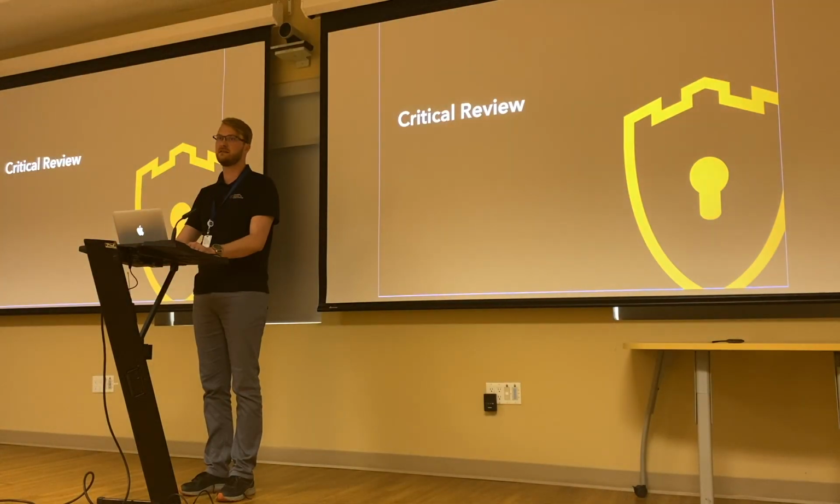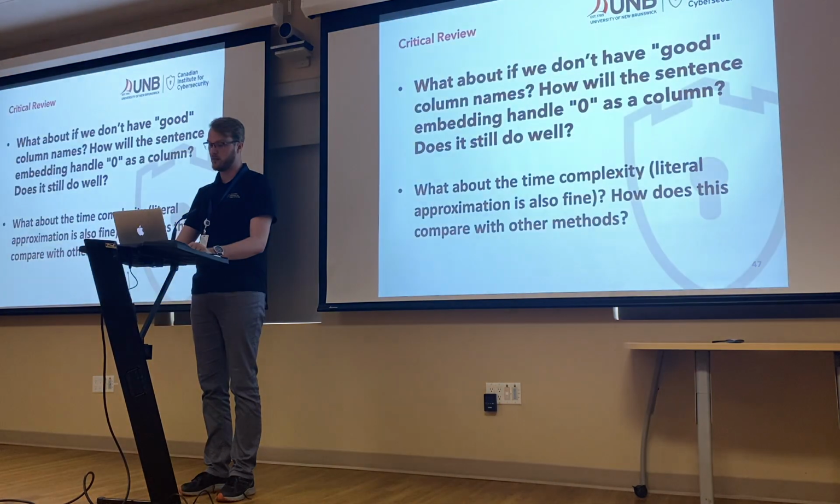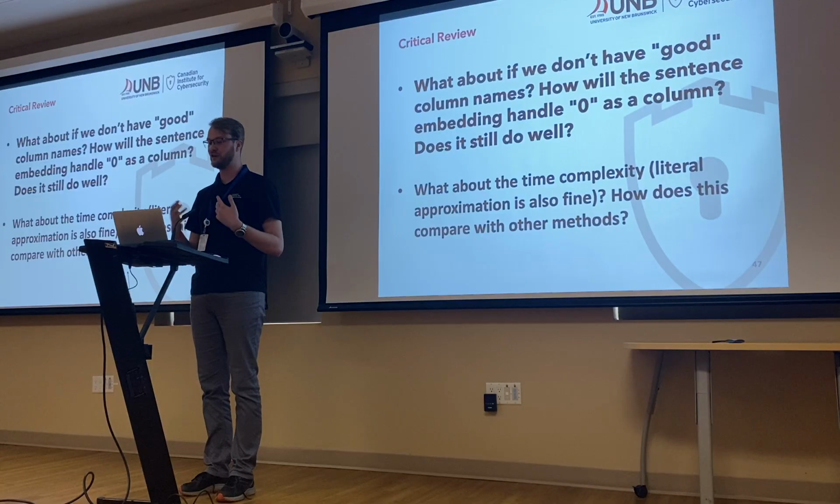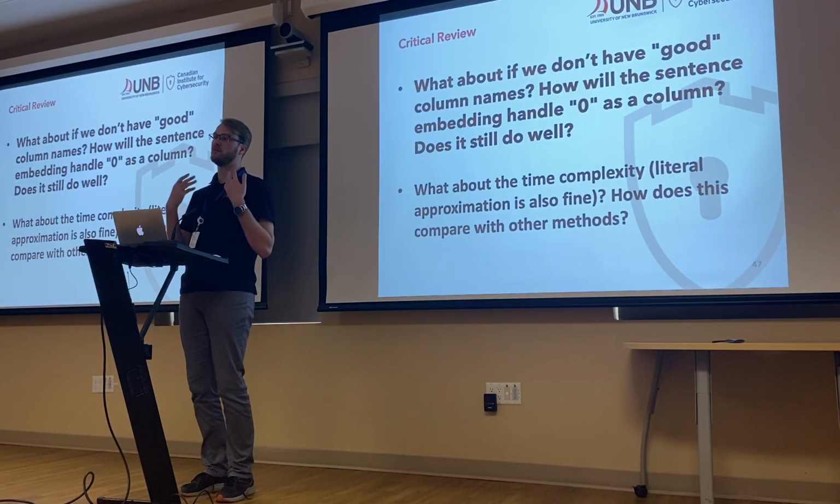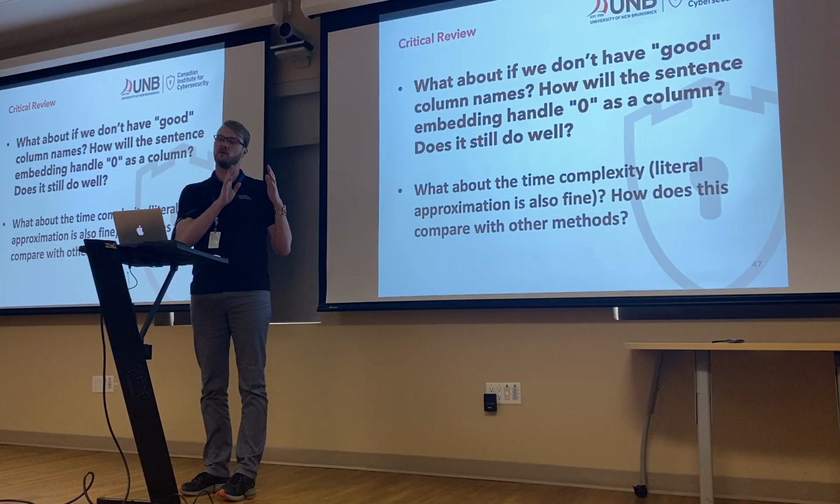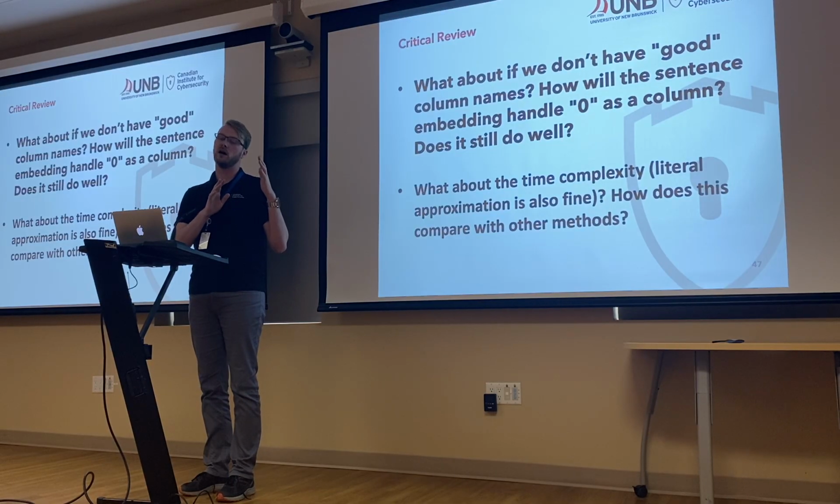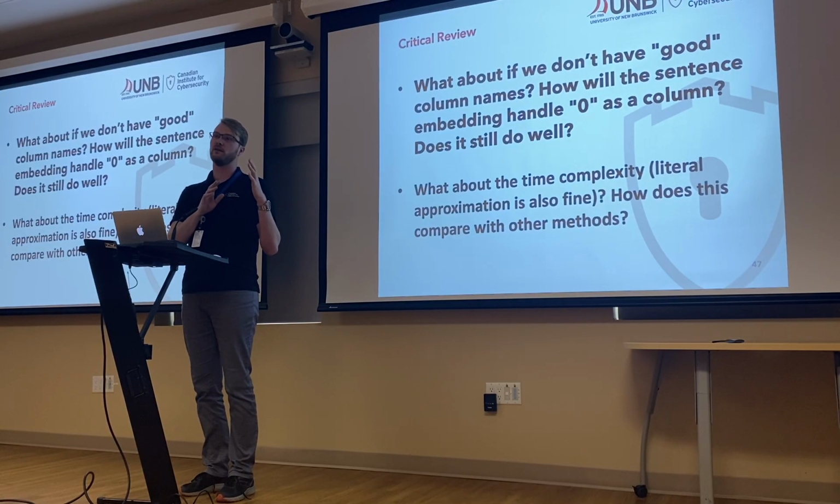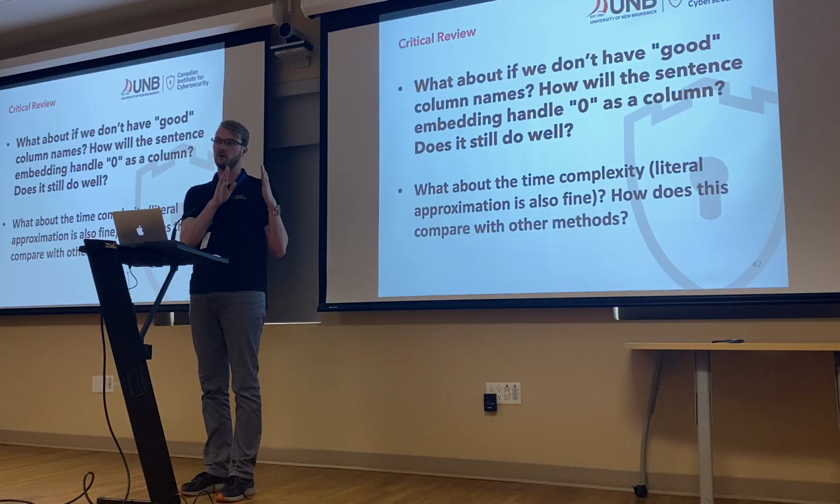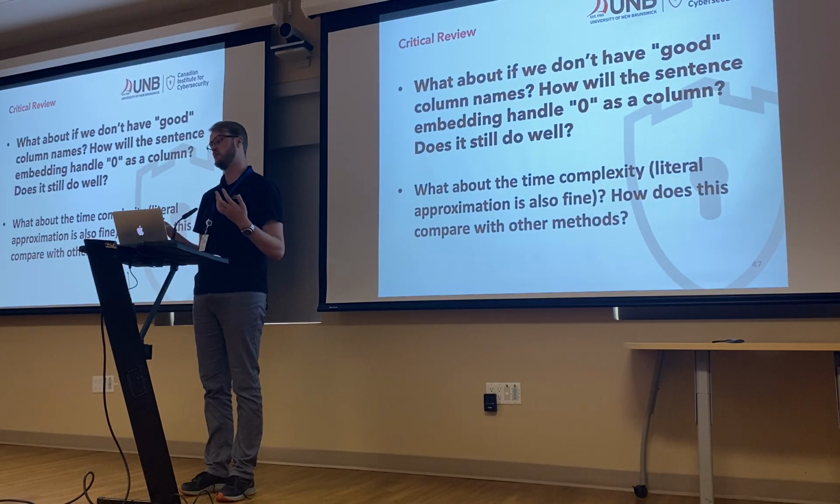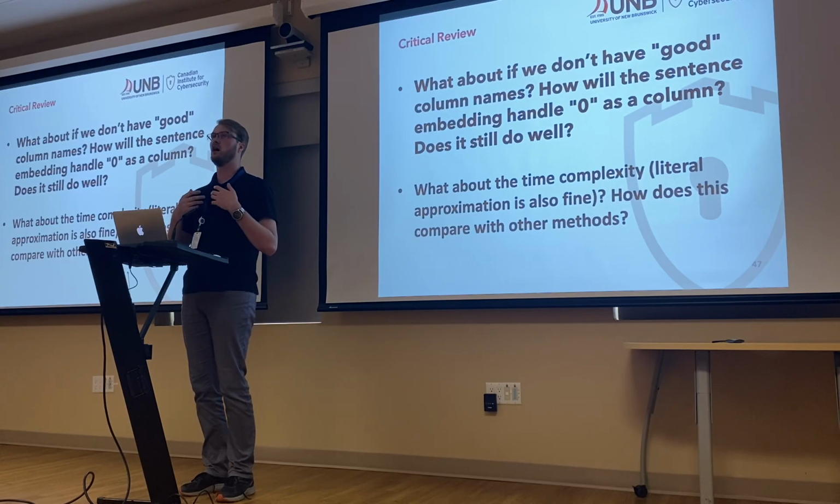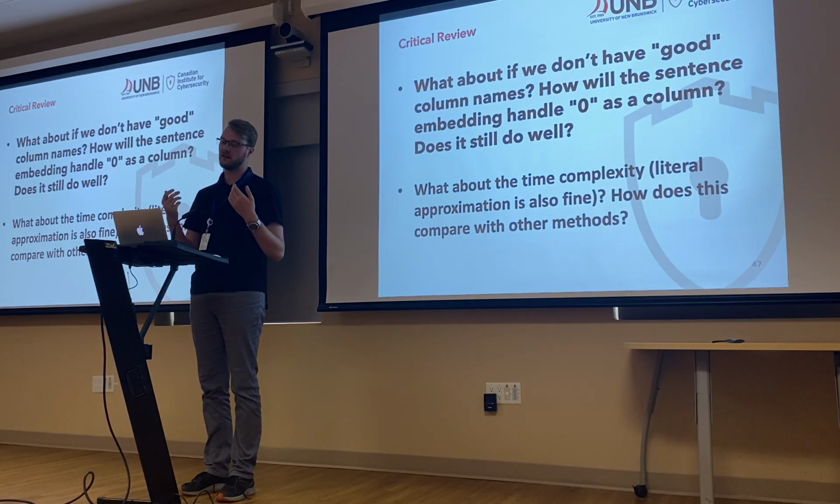So that's the work. Moving into my critical review of this work now, my first question would be: what if we don't have good column names? We might remember that when we were performing our cross attention, the keys were the column names of the things we were working with, but they were transformed into vectors first. So all of this is being done under the assumption that these names are good or nice.